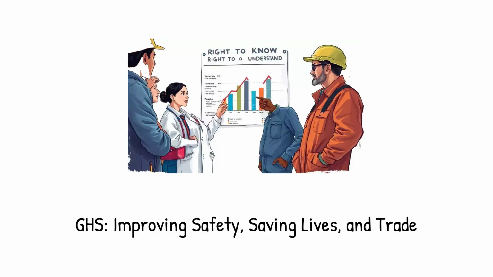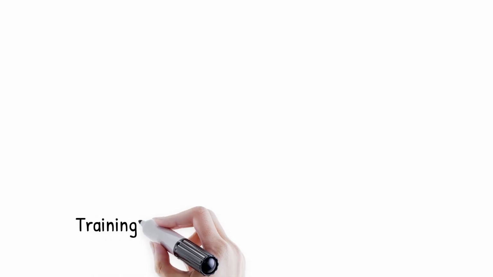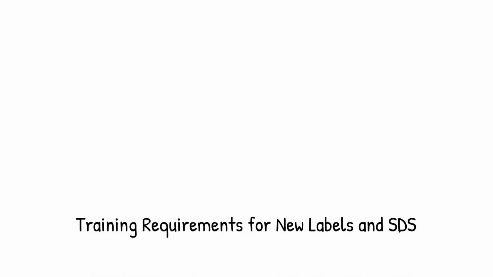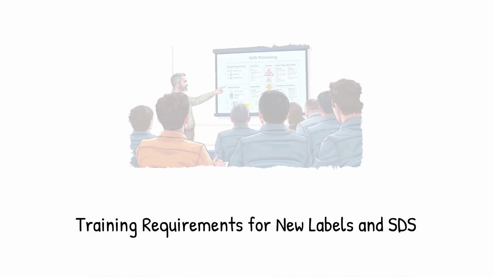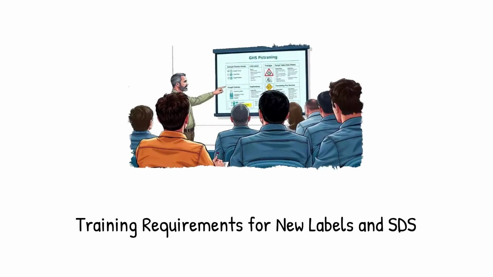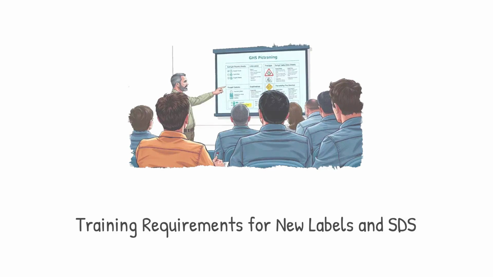The original Hazard Communication Standard gave workers the right to know. GHS provides the right to understand. OSHA requires employees to be trained on new label elements, such as pictograms, hazard statements, precautionary statements, and signal words. Workers must also understand the new Safety Data Sheet, SDS, format by December 1, 2013. Full compliance with the final rules starts in 2015.